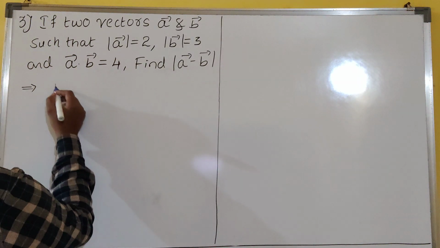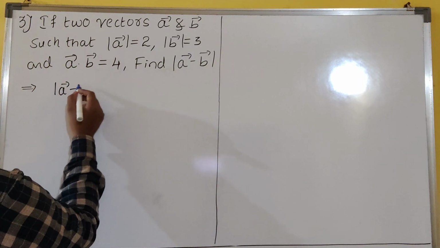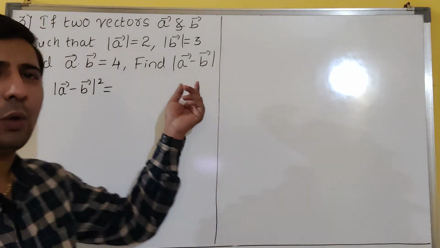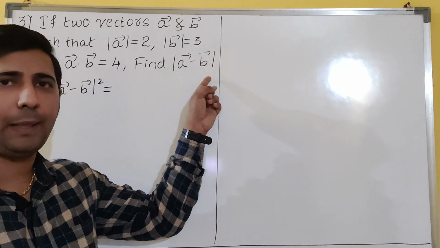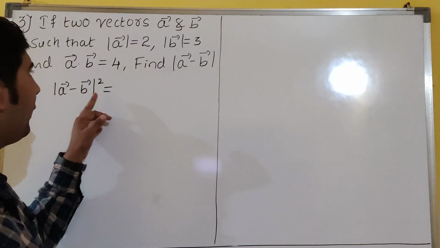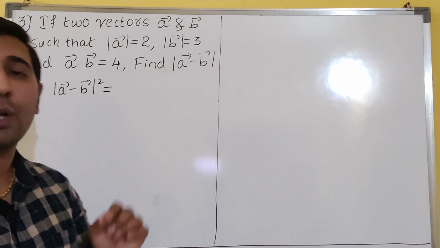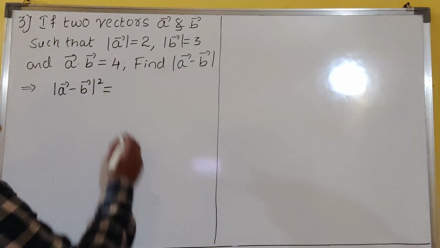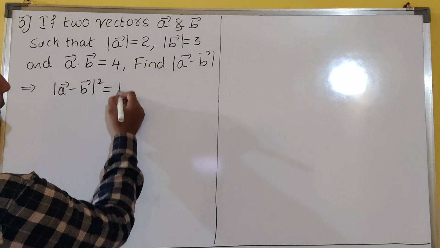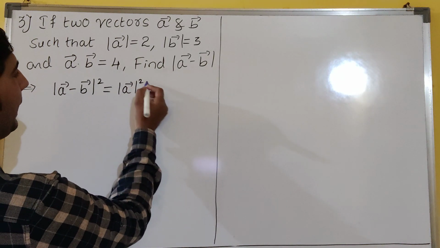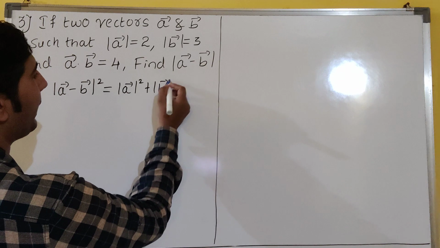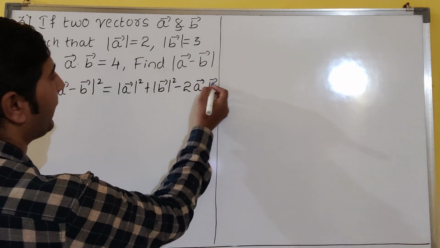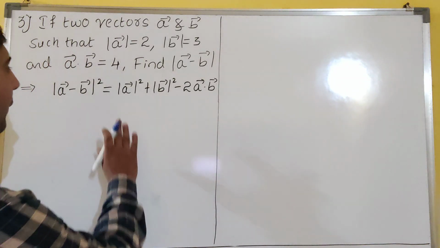We will find here magnitude of vector A minus B whole square, dear students. You also know I want magnitude of vector A minus B only, but here we are using whole square. Why are we using it? Because we know the formula. Magnitude of vector A minus B whole square is magnitude of vector A square plus magnitude of vector B square minus 2 vector A dot vector B, dear students. So this is the formula.